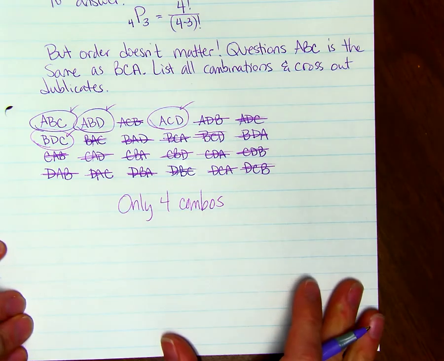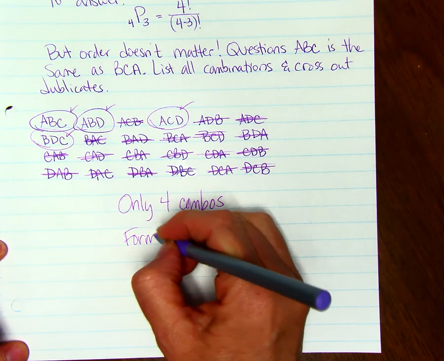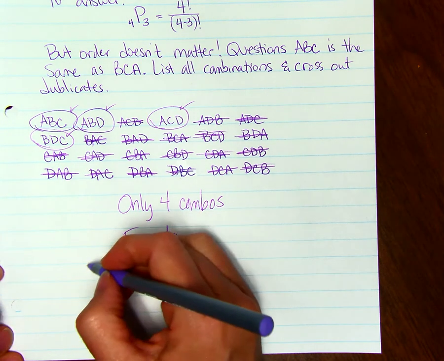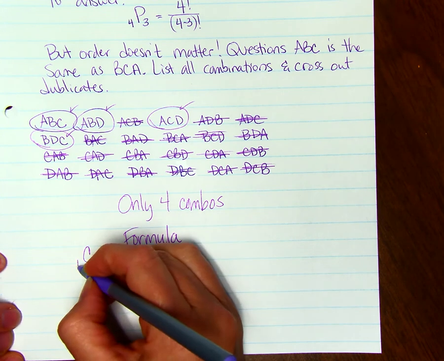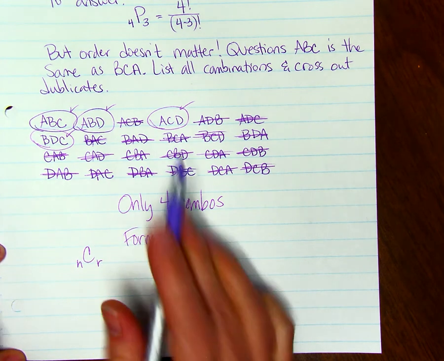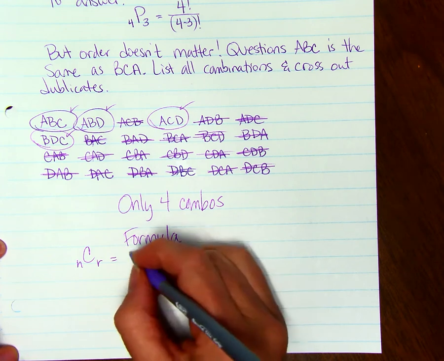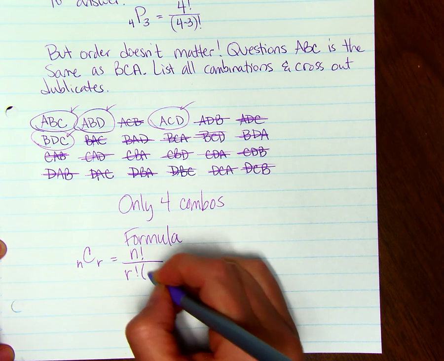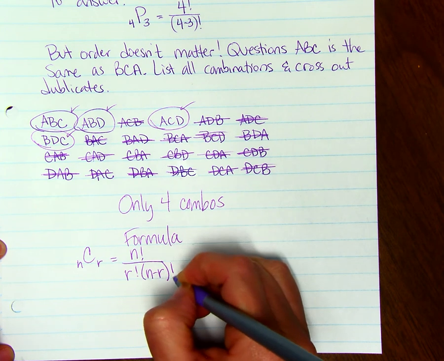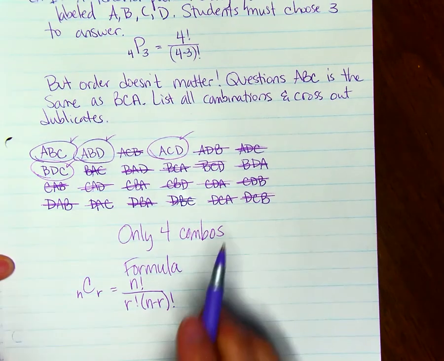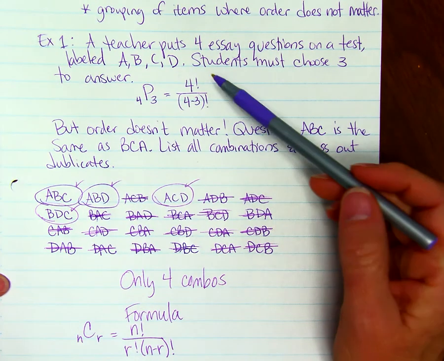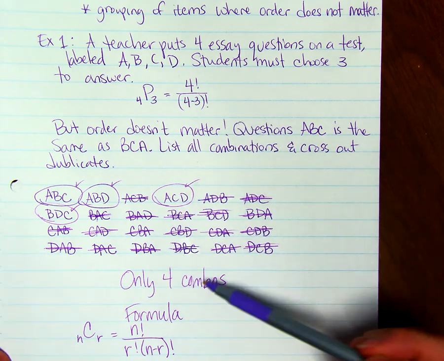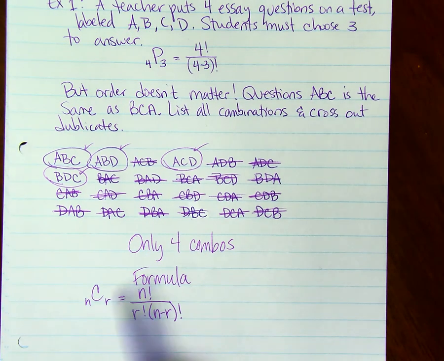Now there is a formula that we have for combinations, and we'll use this when order doesn't matter. It's combinations of n items chosen r at a time. In our case it was 4 choose 3. We have n factorial divided by r factorial times n minus r factorial. So remember up here when we had 24, if we divide it by 3 factorial, which is 6, we'll get our 4 combos. So you can just use this formula if you want.